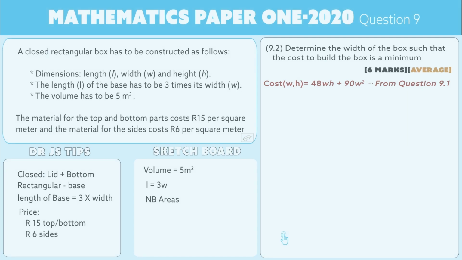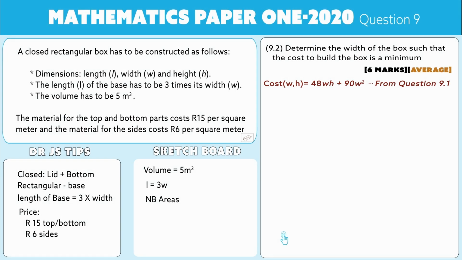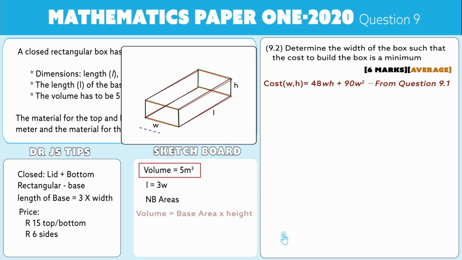Now 9.2, we need to use the information we haven't used yet. They told us that the volume of the box, now remember volume is always base area multiplied by the height of the box. We have the base area and we have the height. The volume is W multiplied by L multiplied by H, and they told us that is 5 meters cubed in this case.